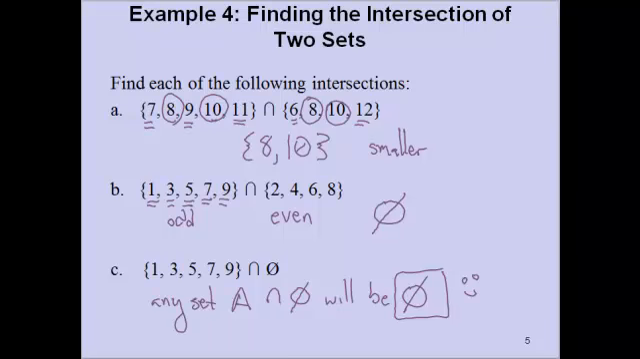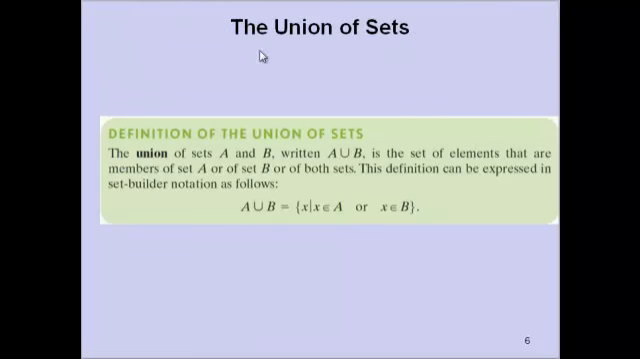Okay? What about the union of sets? So the definition of the union of sets is the union of sets A and B, written A union B. See how it looks like a U? Is the set of elements that are members of set A or of set B. Okay? And so this definition can be expressed in set builder notation. It's also pretty nice to see with the Venn diagram, right?